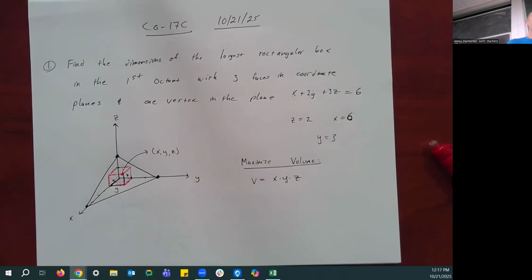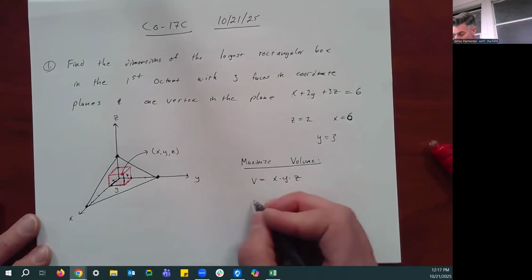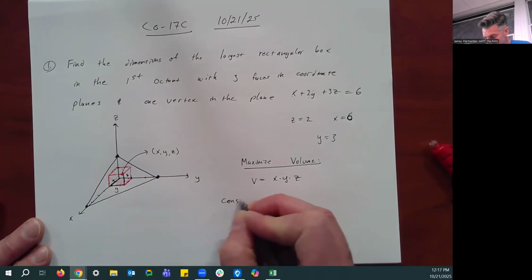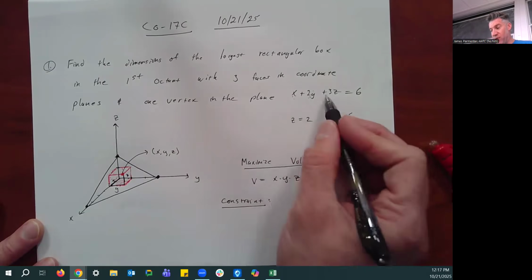And as we saw last week, pretty typically, the thing we're trying to maximize starts off as a function of one too many variables, right? It's a function of x, y, and z, and we only know how to maximize functions of two variables. So we need a constraint. And here, our constraining piece of information is that the other corner of the box that's not the origin has to sit on that plane. So our other equation, our constraint, is that x plus 2y plus 3z equals 6.